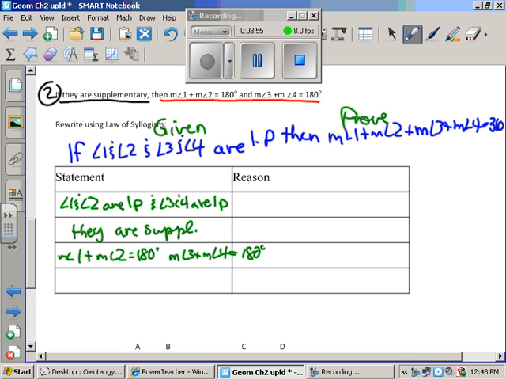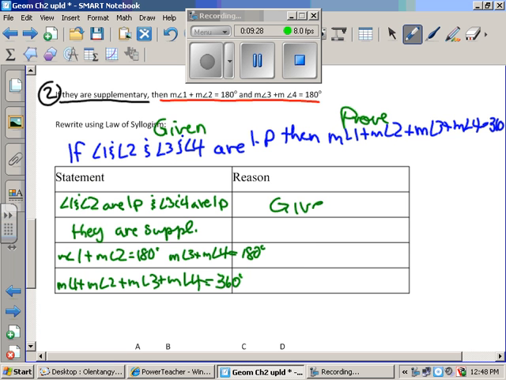Right, then it's the proof statement. The measure of angle 1 plus the measure of angle 2 plus the measure of angle 3 plus the measure of angle 4 equals 360. Okay, so that is my logic chain, no breaks, everything follows logically. Now all I have to do is give the reason. Okay, what's the reason for the first one? Given.